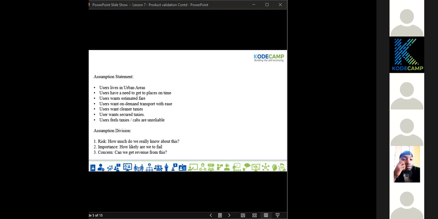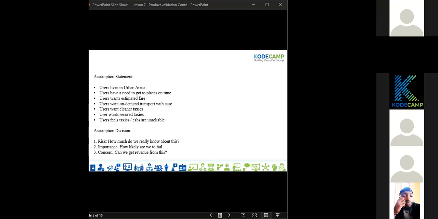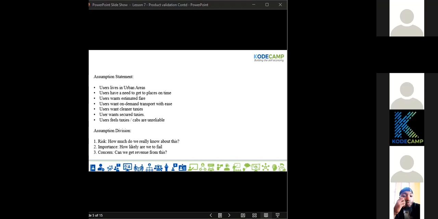The next one is users want estimated fare. Can you hear me, please? I said users want estimated fare. Can anyone hear me? Yes, we can hear you now. I said users want estimated fare, that's important and known. There was one I'm actually trying to work on: users want secure taxis, also, as you said before, important and known. Okay. Thank you, Charles.